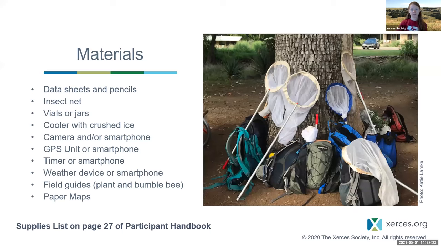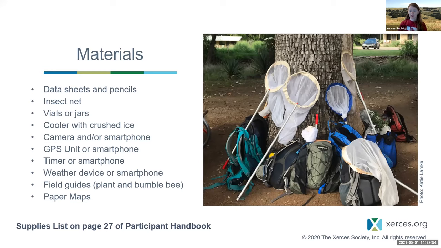When you're going out into the field, some things that are good to bring with you, obviously you need your data sheets and something to write with. You're going to need some sort of vial to hold your insects in. We have a list of all of these things on page 27 in the handbook that tells you a search term if you want to buy some vials, but you can also repurpose a lot of vials. A lot of us have plastics or glass. Many times you can use those as insect jars.